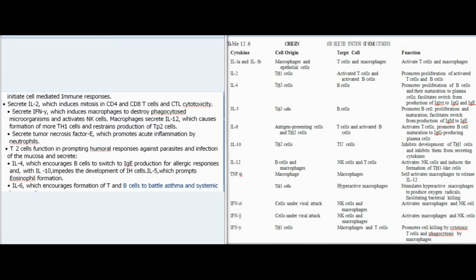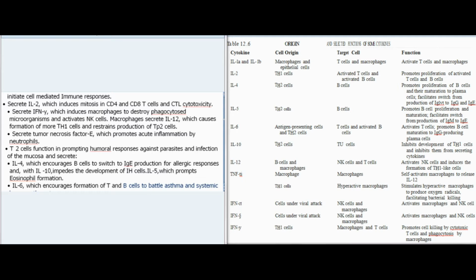Th1 cells secrete IFNγ, which induces macrophages to destroy phagocytosed microorganisms and activates NK cells. Macrophages secrete IL-12, which causes formation of more Th1 cells and restrains production of Th2 cells. They also secrete tumor necrosis factor beta, which promotes acute inflammation by neutrophils.